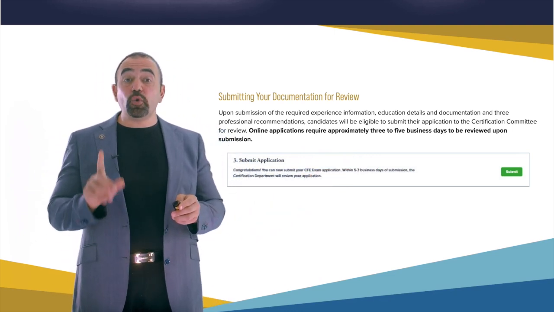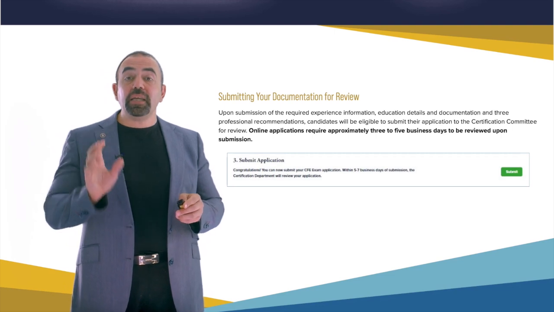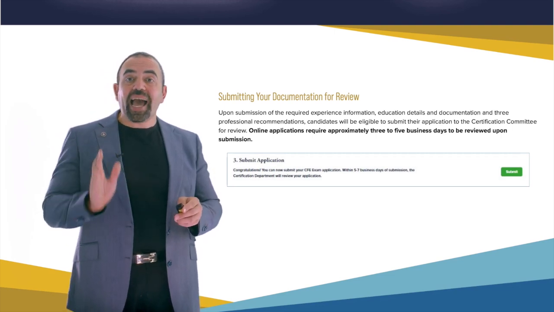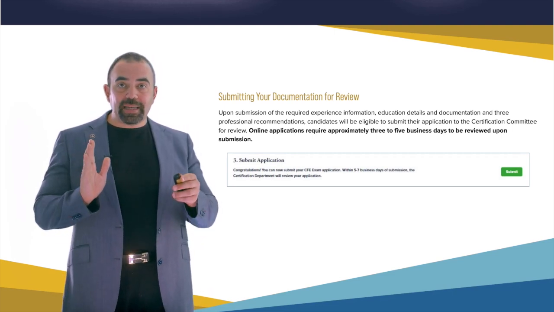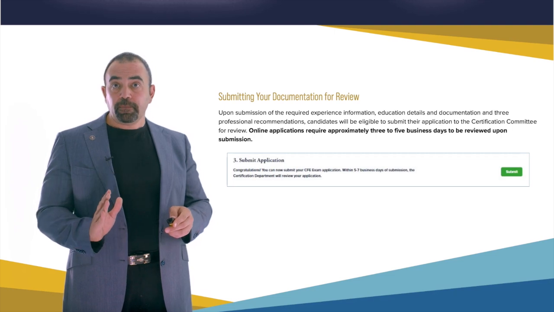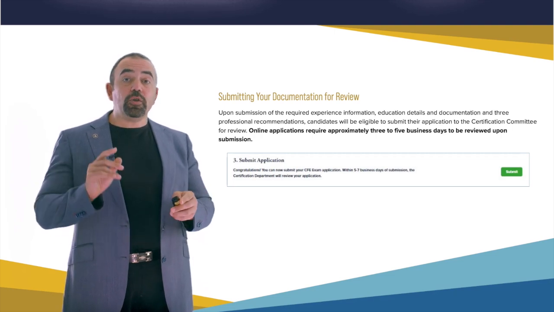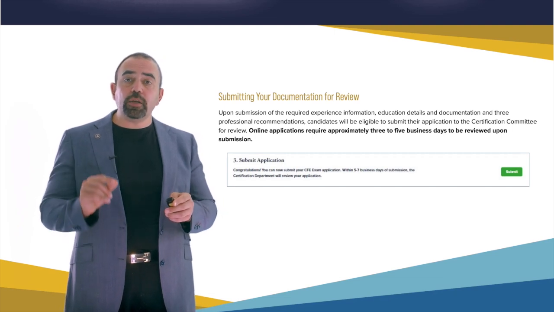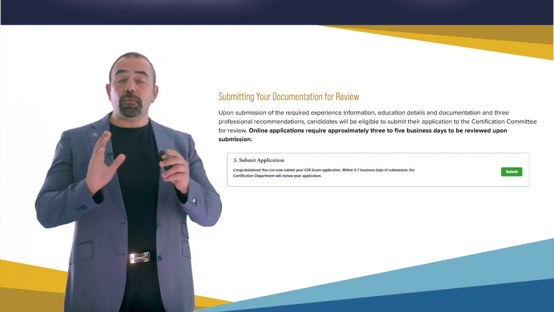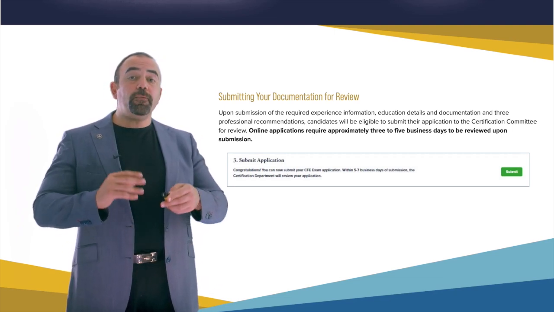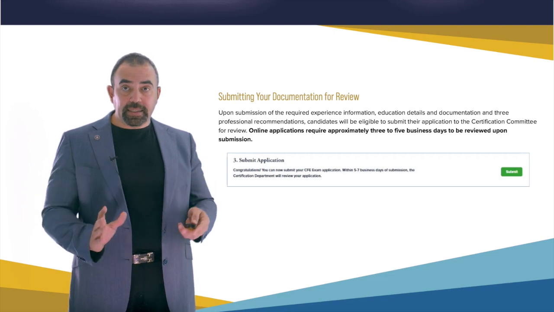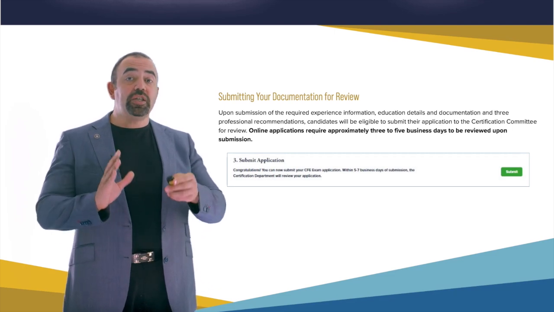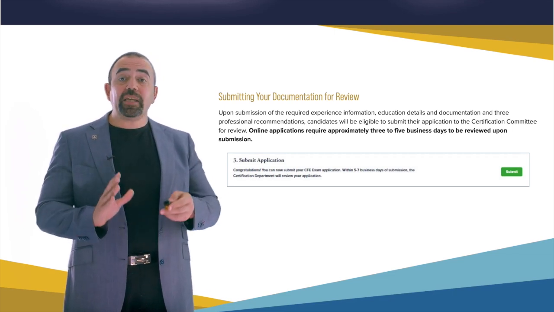If in case you don't see this green line, that means you don't have all the documents uploaded. Some of the supporting documents are missing. So once you have that green line, you can submit your CFE exam application, and ACFE will take between 3 to 5 business days to review and approve your exam application. Once your exam application is approved, you can take your CFE exam.